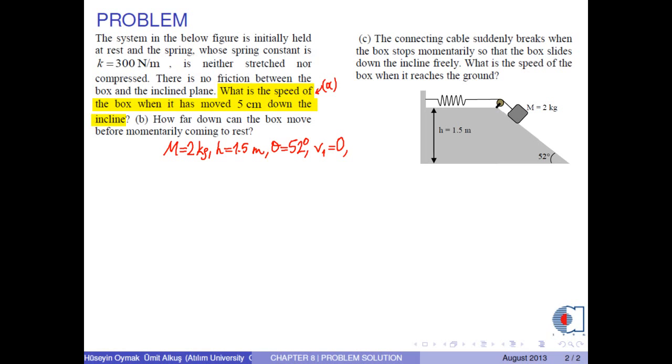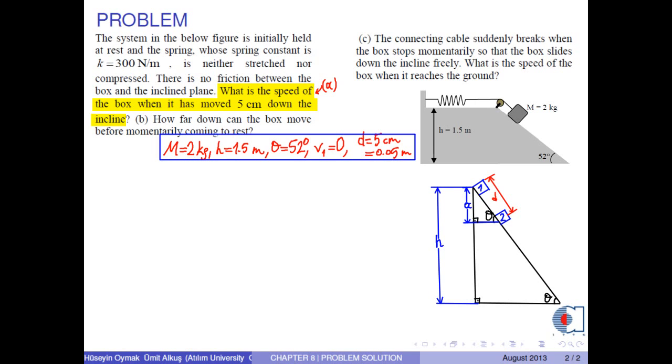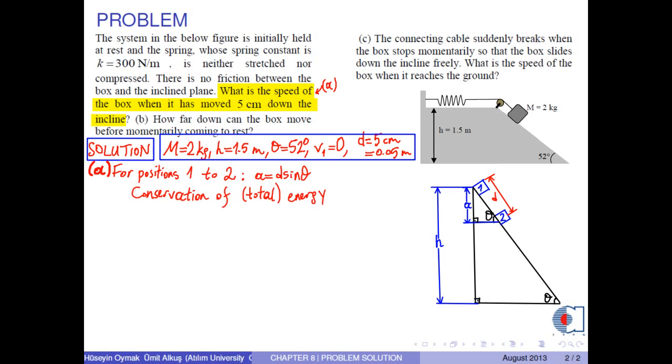A. What is the speed of the box when it has moved 5 centimeters down the incline? According to the figure, for positions 1 to 2, from the right triangle, height A is equal to d times sine theta. The conservation of total energy is written to be... Now let us choose position 2 as the zero potential energy level.